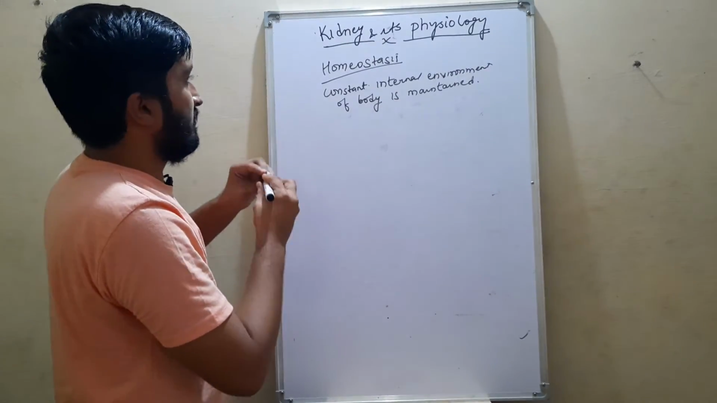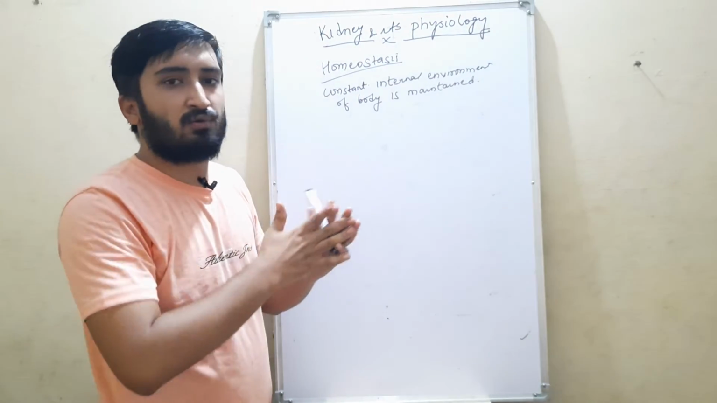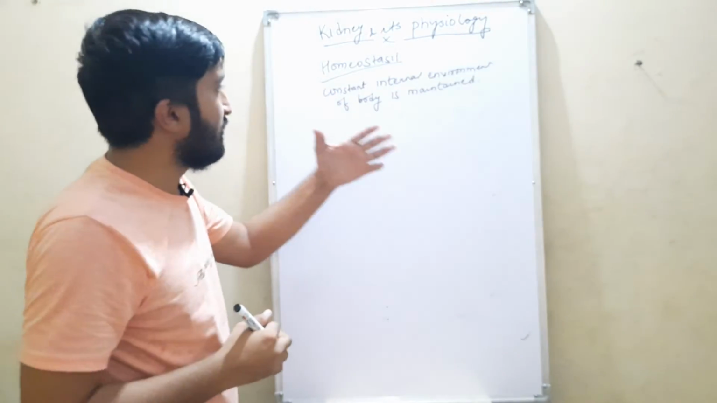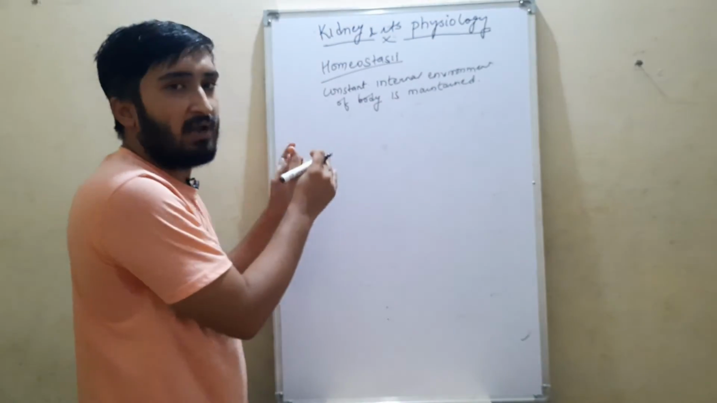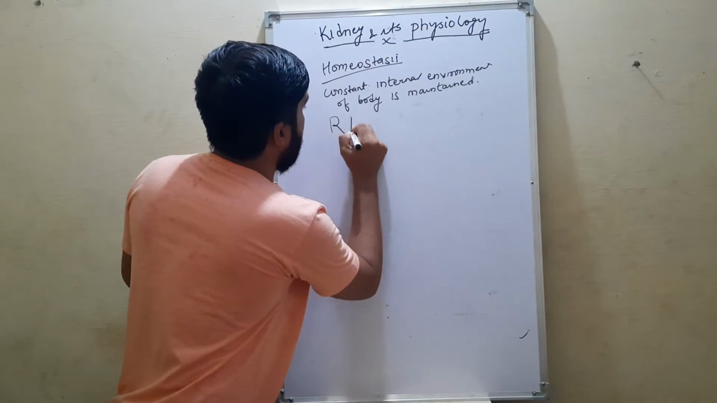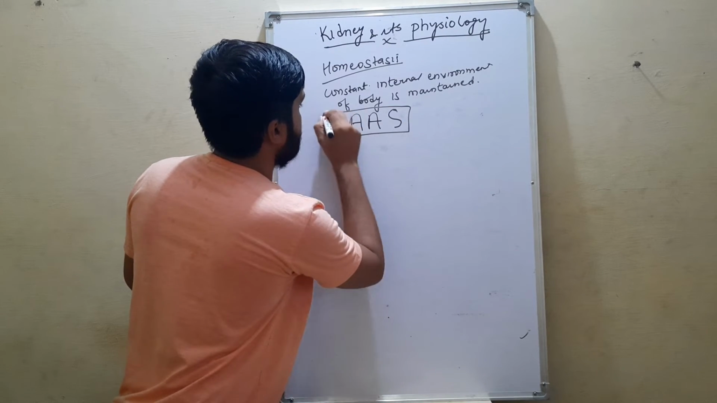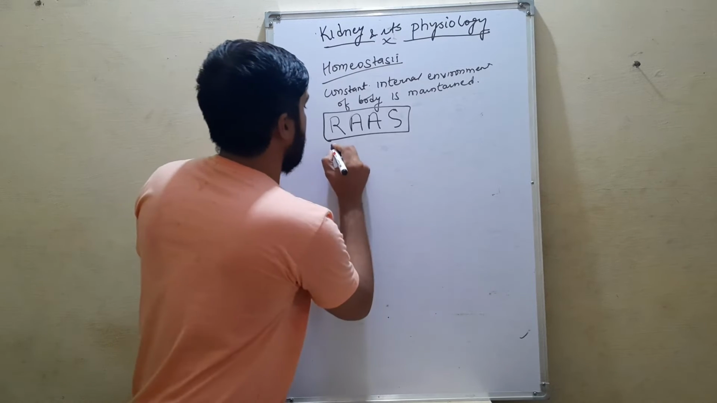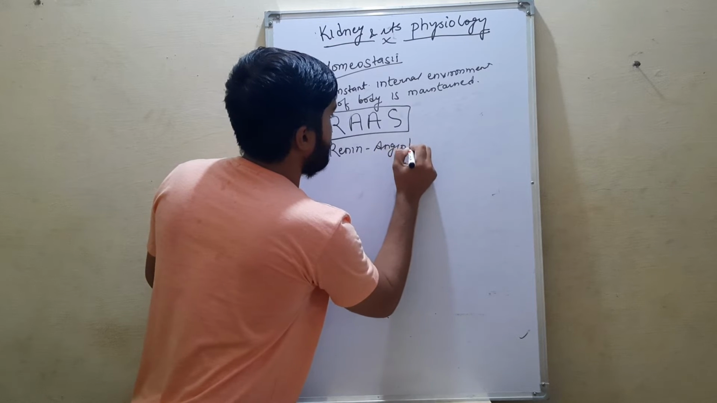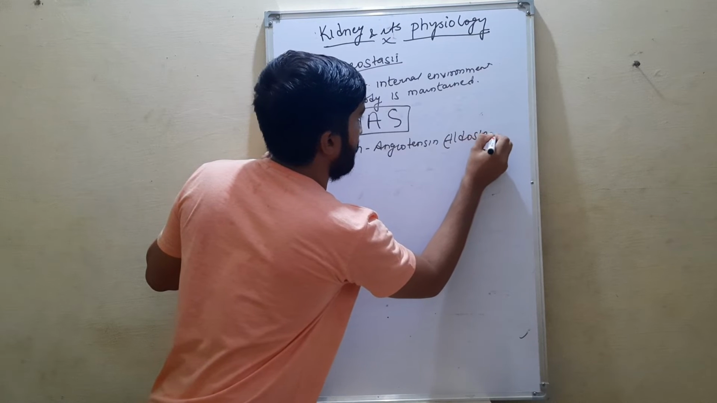See, for example, when hypovolemia occurs in the body due to any disease or condition, the body fluid is decreased. So what occurs? This is an important and most frequently asked mechanism, that is the RAS mechanism, the renin angiotensin aldosterone system. What is the RAS mechanism? Renin angiotensin aldosterone system.